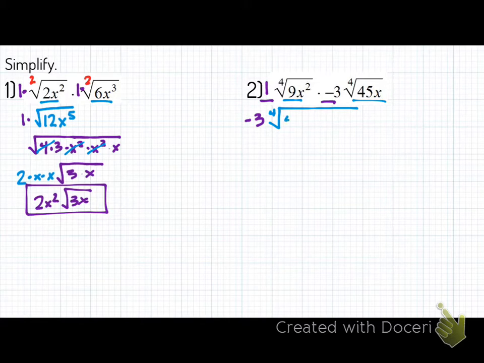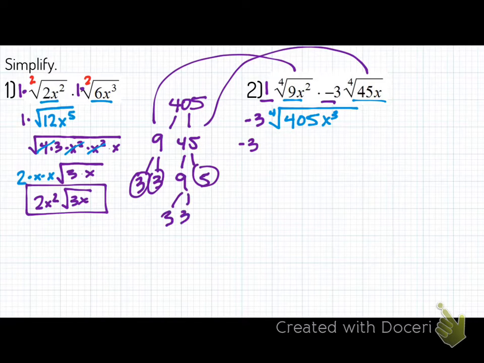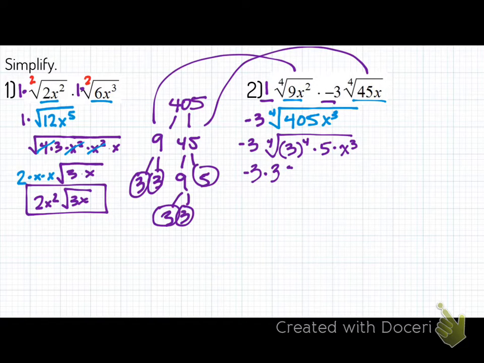9 times 45 is 405. And then x squared times x is x cubed. Now that looks scary, right? We're like, oh no, 405. Well, you could do a factor tree. Super easy. Check this out. When you don't know what it's multiplied by, just take what we just multiplied with, right? 9 is like saying 3 times 3. 45 is like saying 9 times 5. 9 is like 3 times 3 again. So look at that. We have four 3's being multiplied together. So we write this out as 3 to the 4th power times 5 times x cubed.